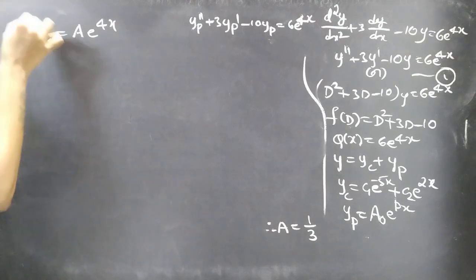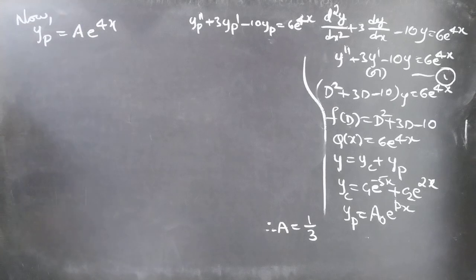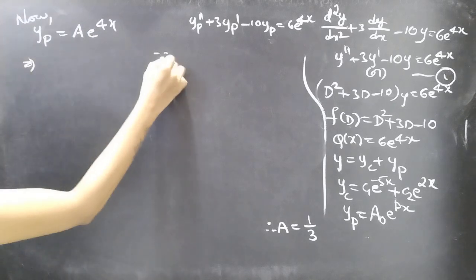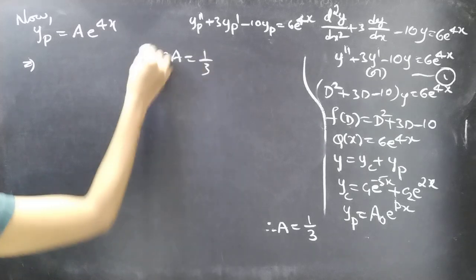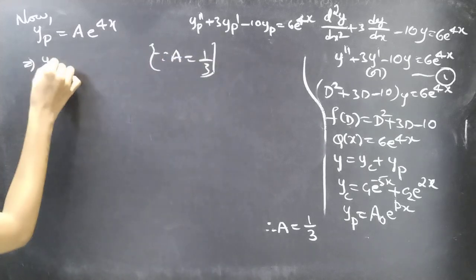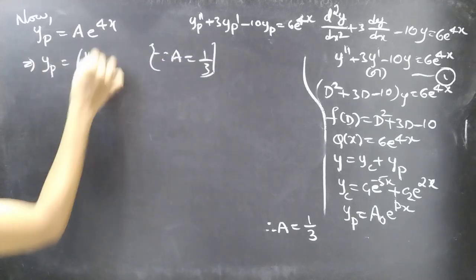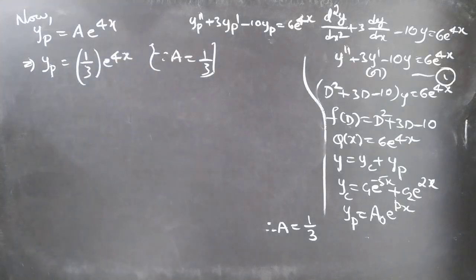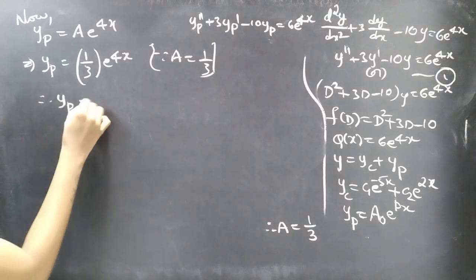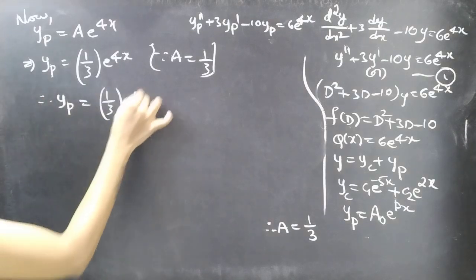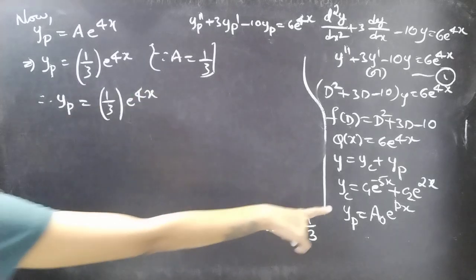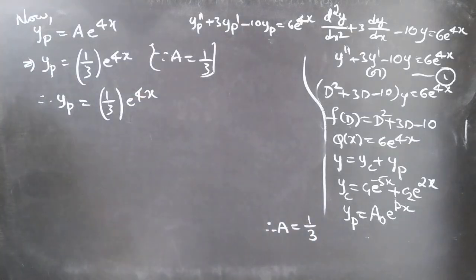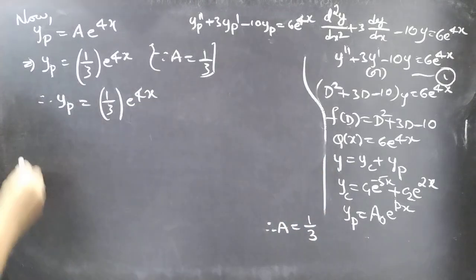We have yp equal to a e power 4x. So substitute the value of a, since a equal to 1 by 3. We'll get yp equal to 1 by 3 into e power 4x, right? Therefore, yp equal to 1 by 3 into e power 4x. So we got yp and yc. Let's now write the general solution using y equal to yc plus yp.